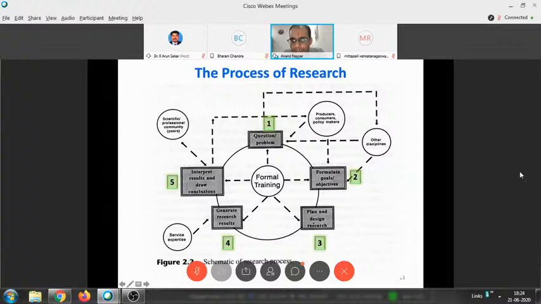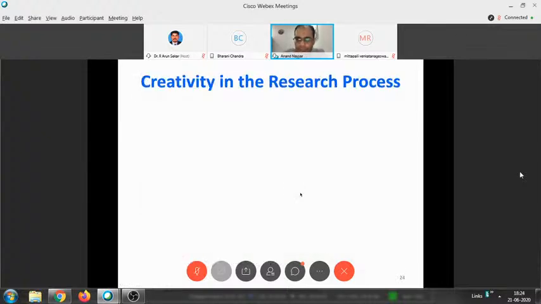The first thing is plan and design. First of all is question and problem. Second is objective formulation. Keep on doing it with formal training. Plan and design the research. Generate the research results. Interpret and design. And then you will find what the people are and how the process is getting integrated.